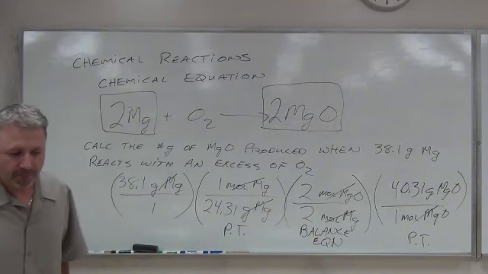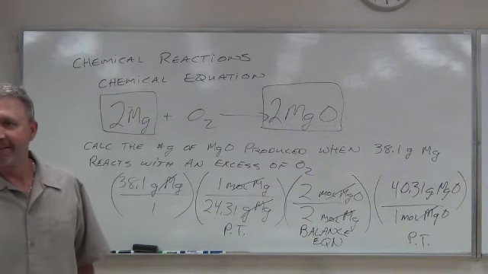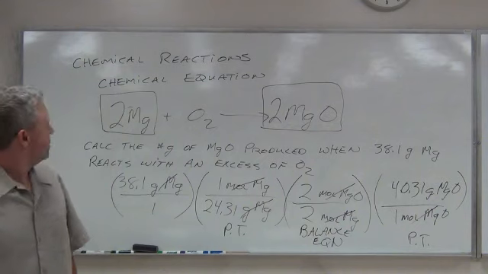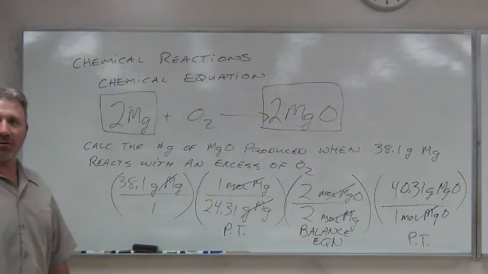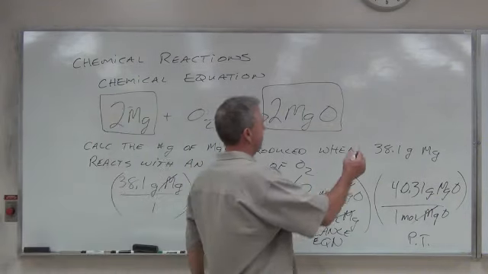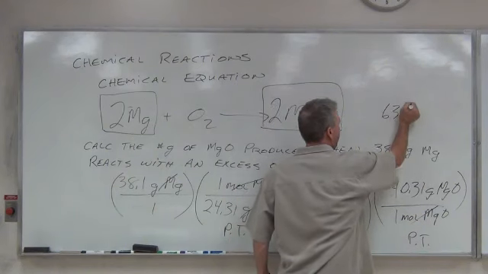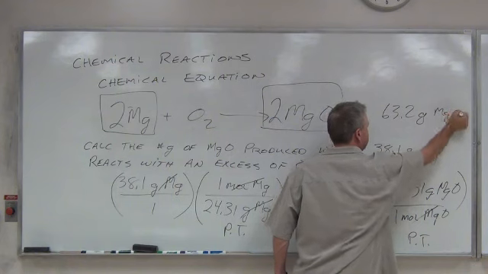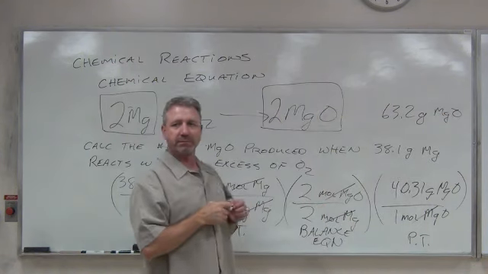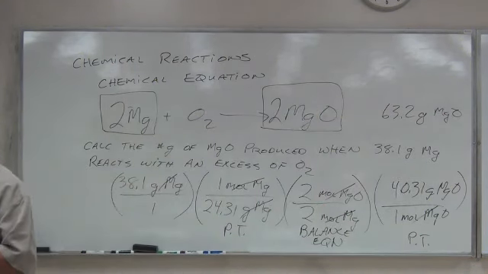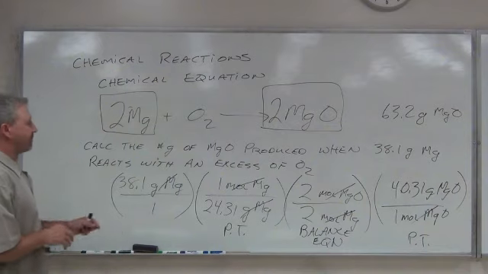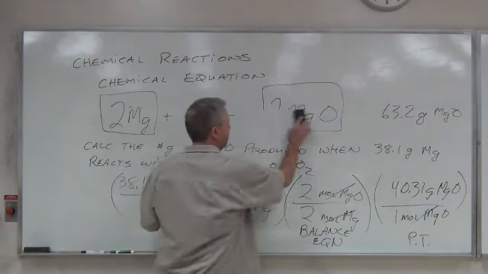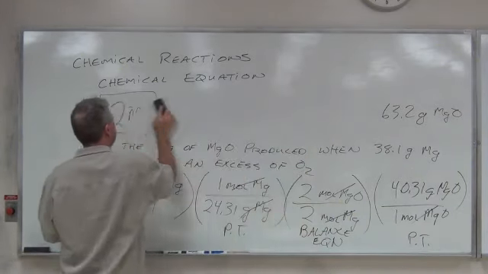What's the answer? 63.2 grams magnesium oxide. Okay, I'm going to make this a little smaller because I need some room here.